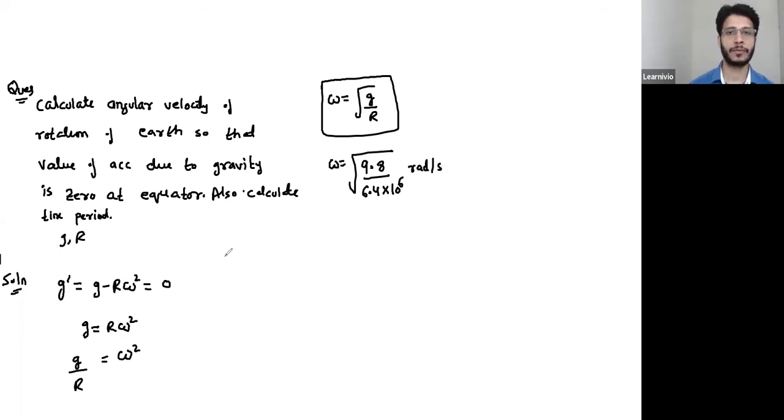g is 9.8 and the value of R is 6.4 into 10 raised to the power 6, giving omega in radian per second. Okay. And if you want to calculate time period, then you can write omega as 2 pi over T, which is root over g by R. You can simply cross multiply, then your time period will be 2 pi root over R by g.